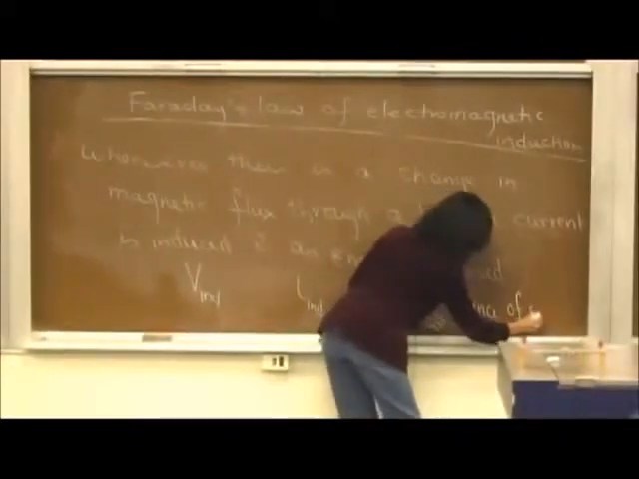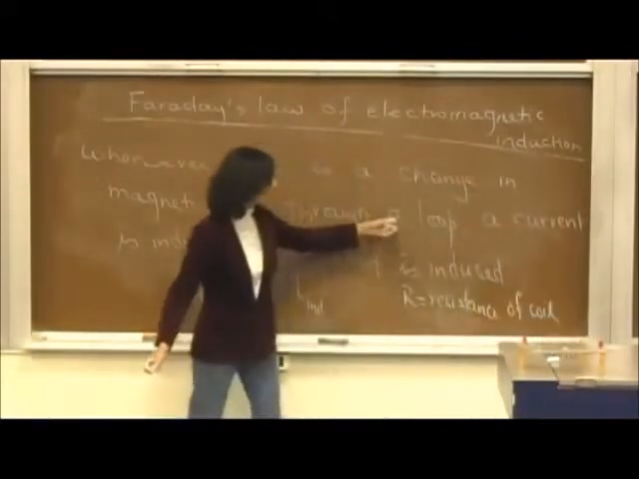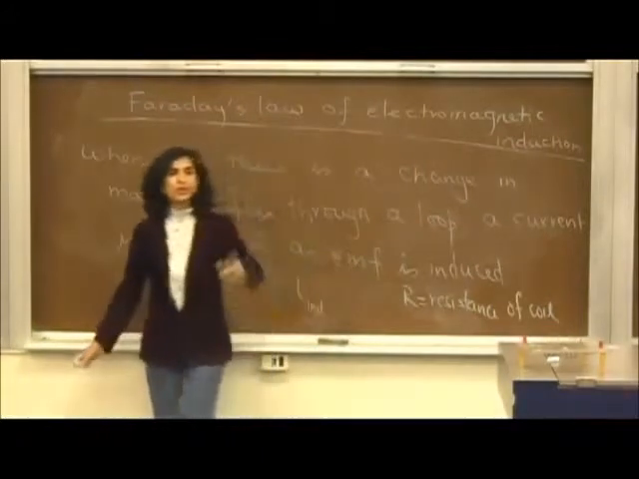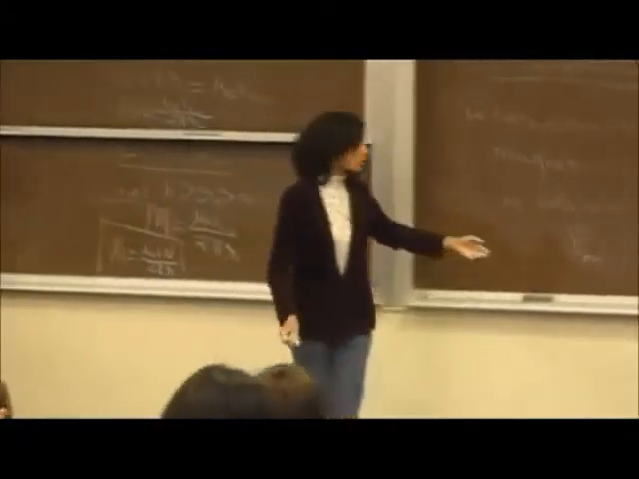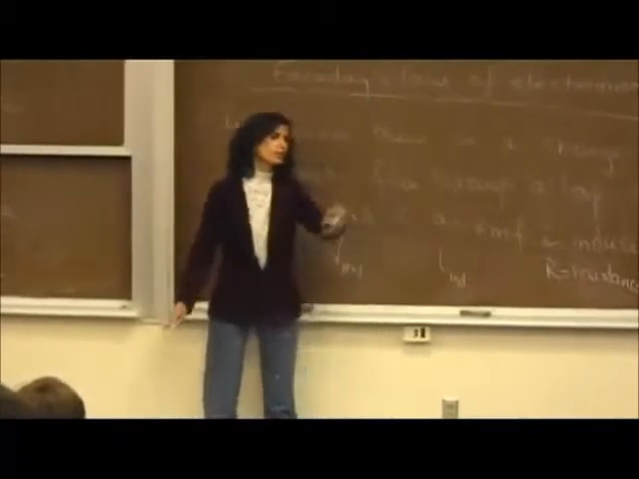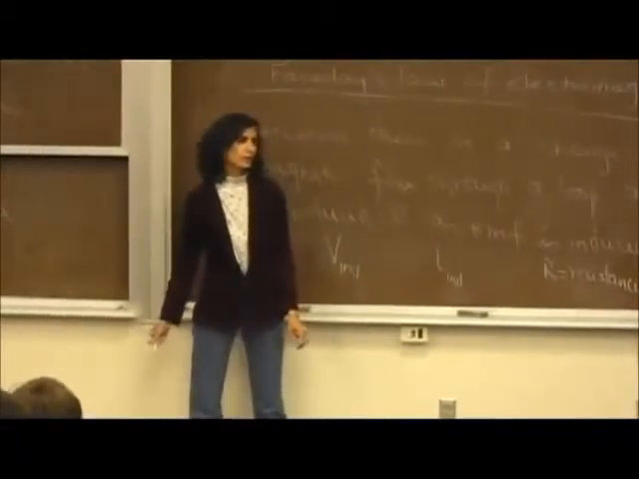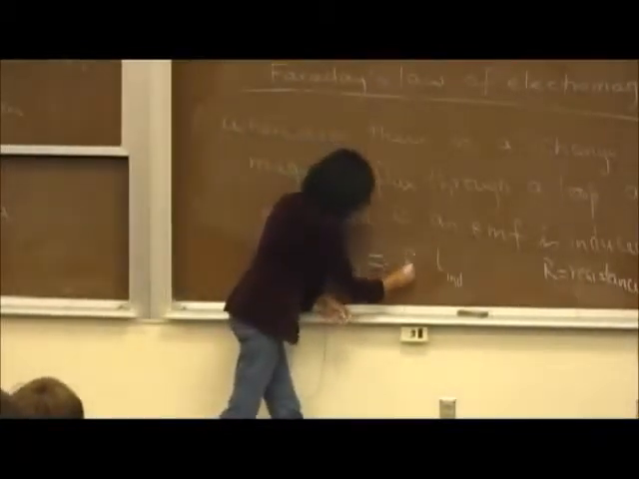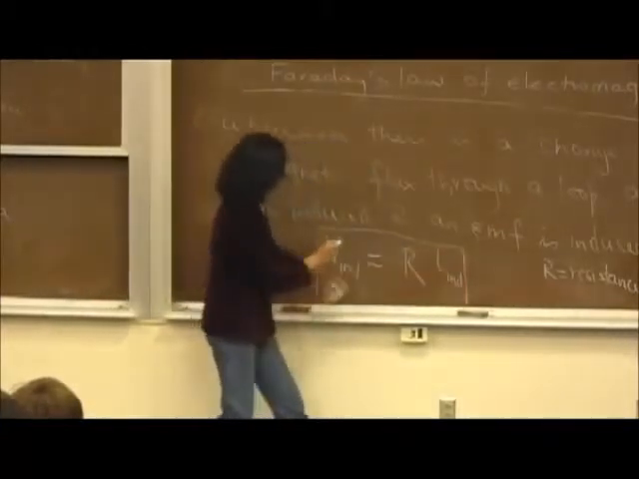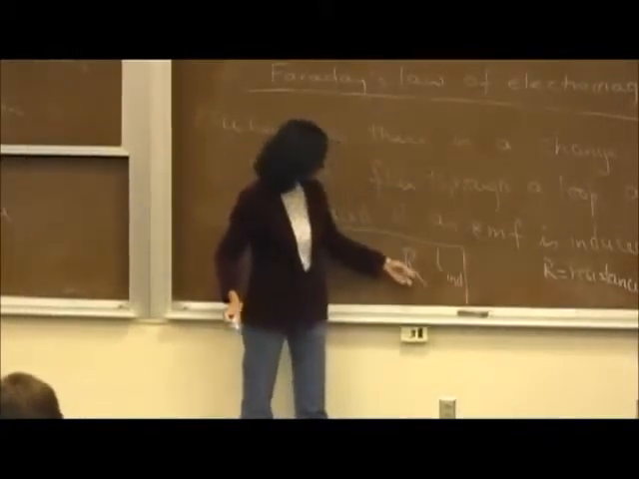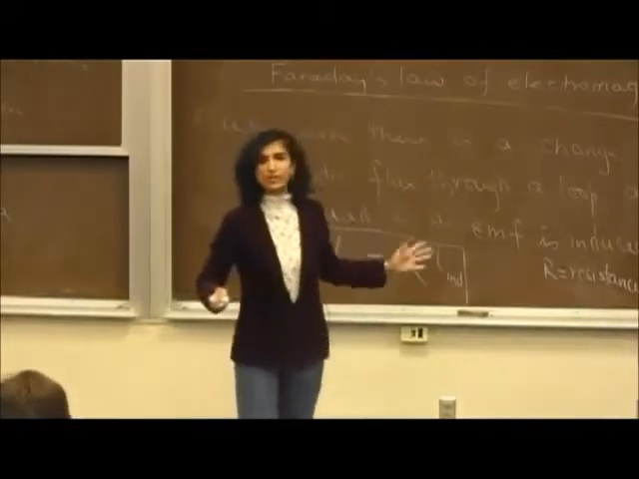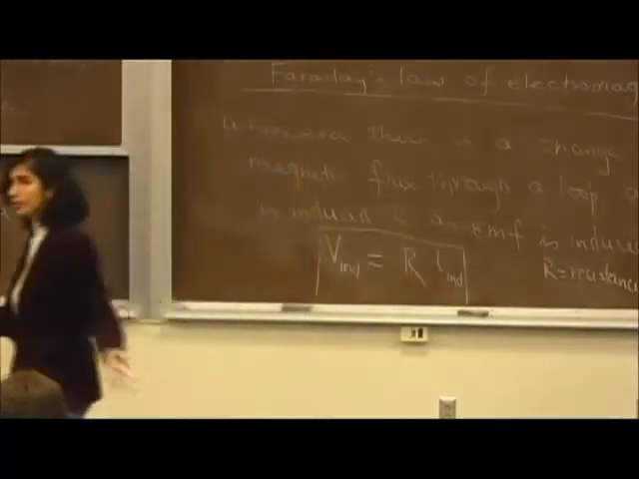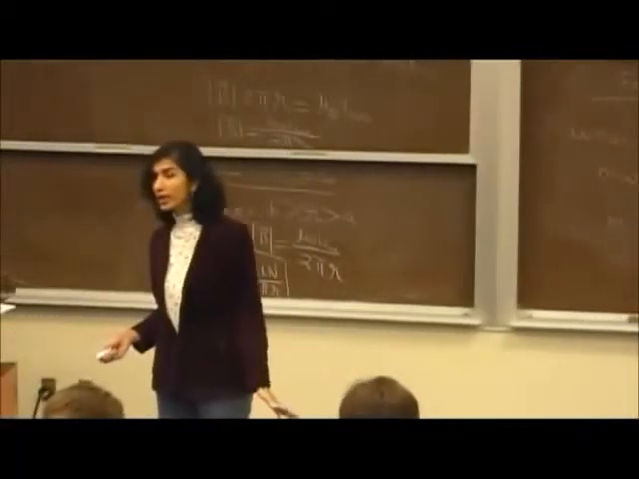Who wants to tell me what should be the relation between the amount of current that is induced and the amount of EMF that is induced? Go ahead, folks. Anybody? What should be the relation between V induced and I induced? Go ahead, please. V induced is R induced. Excellent. This is Ohm's law. V is equal to IR. So if we know the resistance of the coil and if we know the current induced, we can find the voltage induced or EMF induced, and vice versa. If we know the EMF induced, we can find the current induced, right?